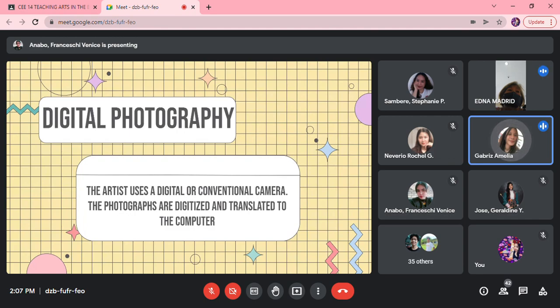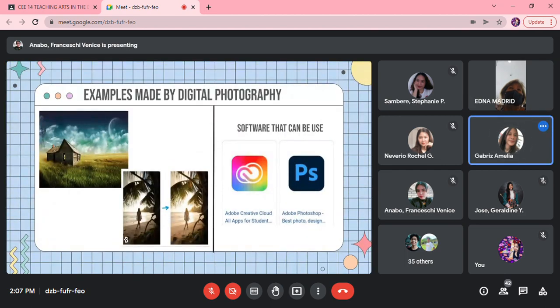So, sa digital photography, makikita po natin sa mga events. Ayan, so pag-i-edit nila like sa wedding, anniversary, birthday. So, next po. Ayan, so examples po ng digital photography. So, pinicturan po yan through camera, then in-edit po siya sa computer. Ayan. So, software that can be used, yung Adobe Photoshop. So, pwede din po sa Canva.